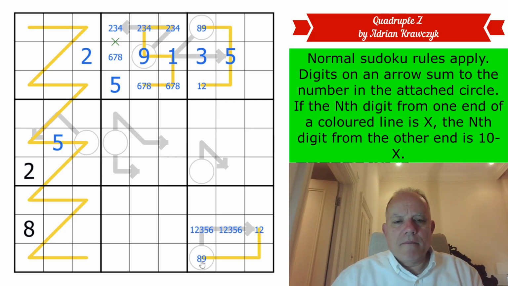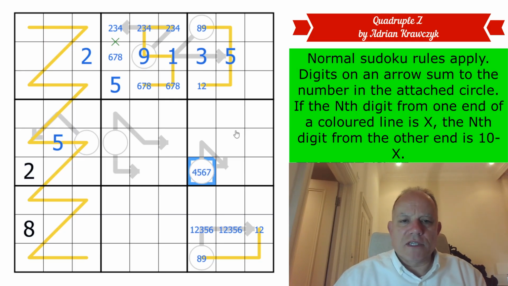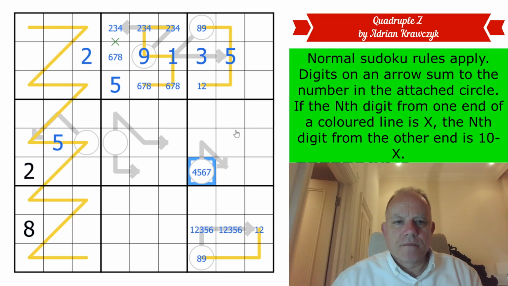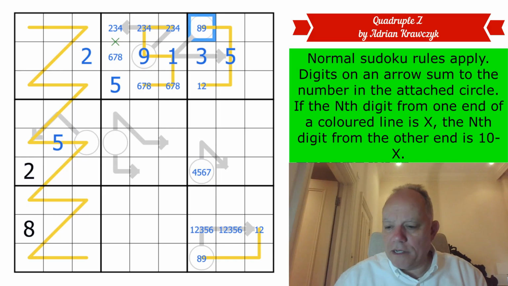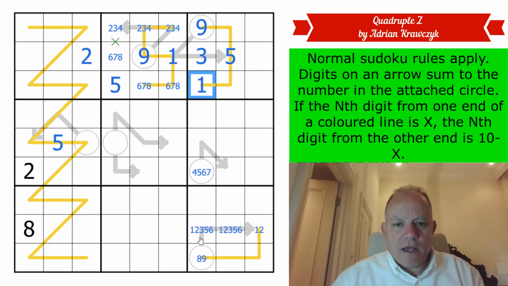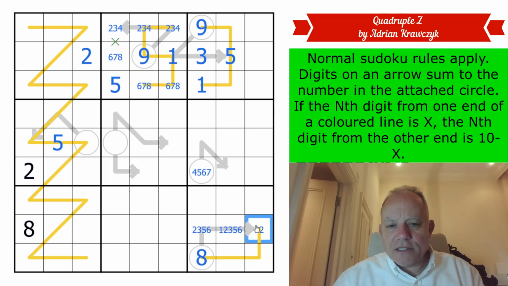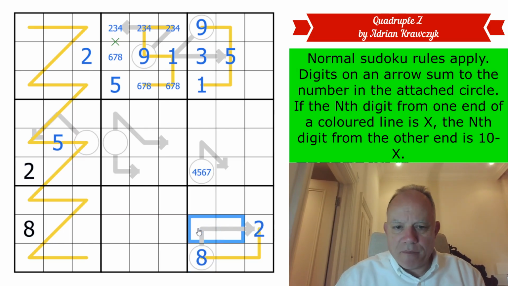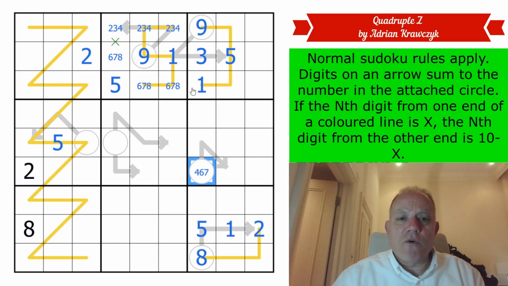Now, does this 8-9 pair do anything now? This is not 3 anymore, so it's 4, 5, 6 or 7. Oh, of course, 1, 3, 5 add up to 9. Sorry, I'd forgotten that. So we get a 1 there. That can't be 1. In fact, this is 8 now, and that's 2, and this is a 1, 5 pair. And we know which way round they go. Yes, okay, so this can't be 5.